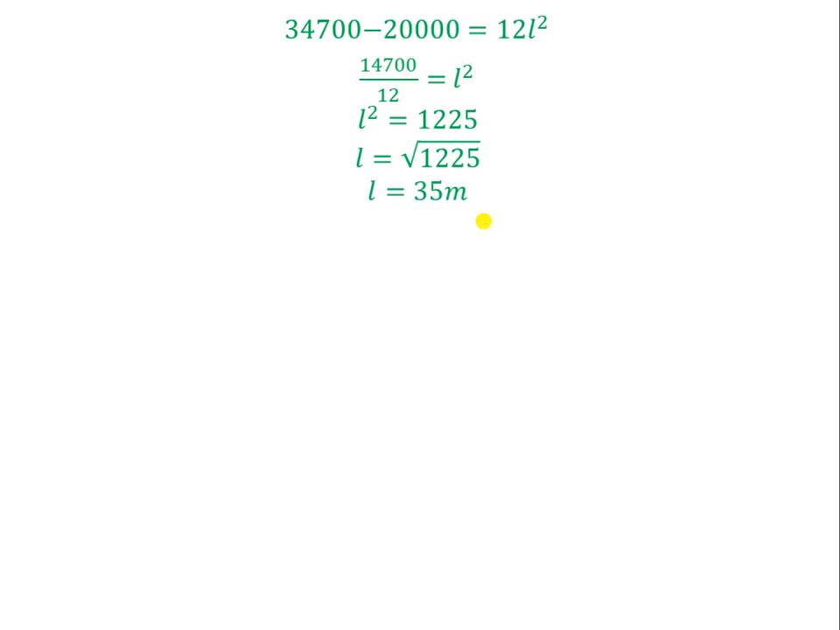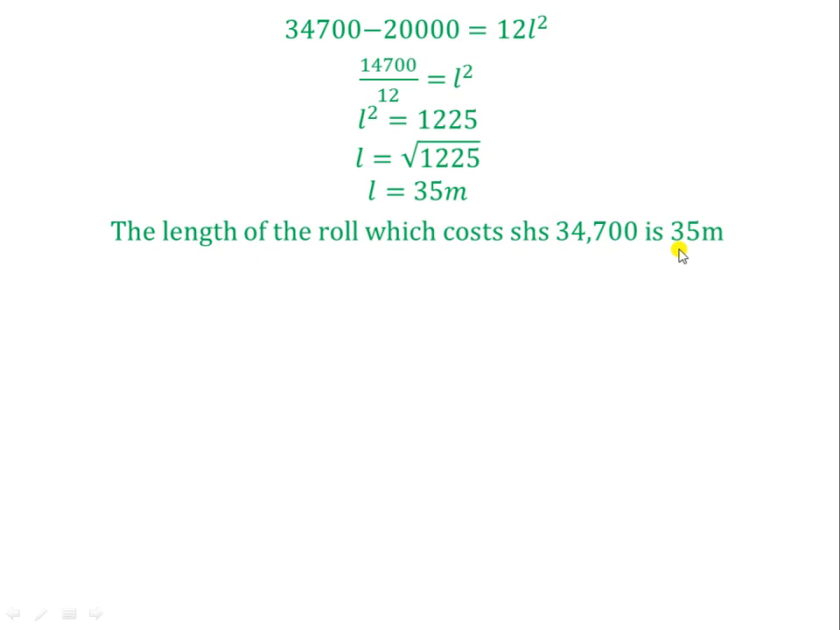What will be our conclusion? The length of the roll, which costs shillings 34,700, is 35 meters. So that perfectly answers Roman 2 of our part B.